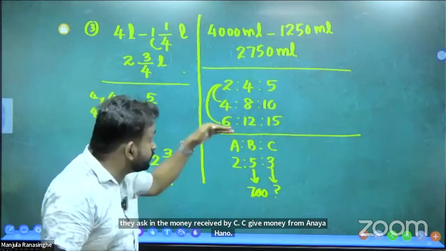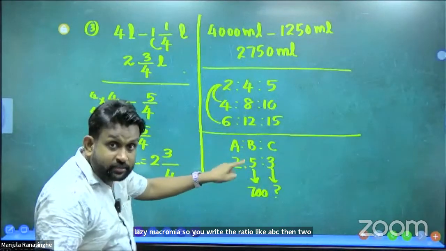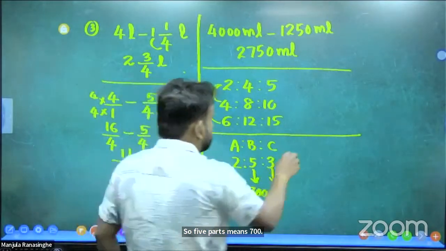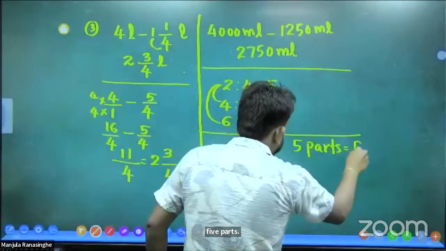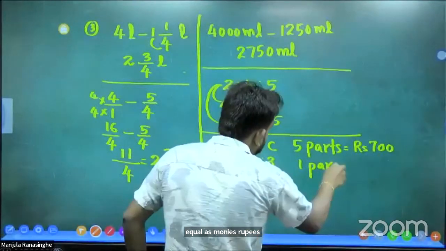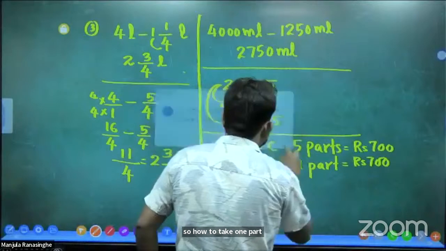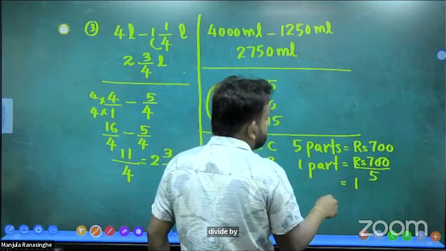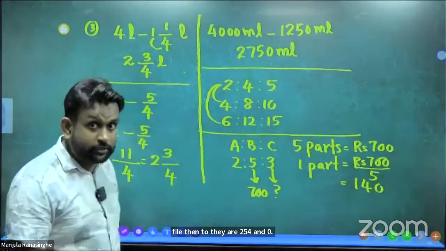So you write the ratio like A, B, C, then 2, 5, 3. Here B is 5 parts. So 5 parts means 700. You take one part first. So 5 parts equal rupees 700. Then how to take one part? Rupees 700 divided by 5. That is 140. Okay.